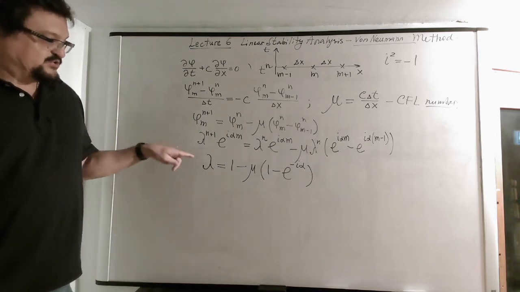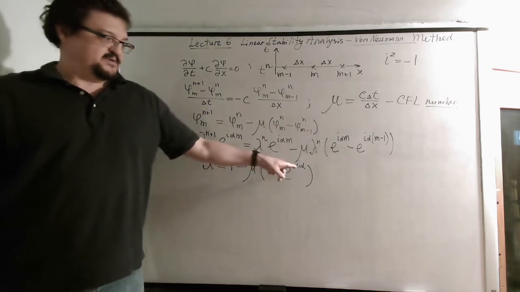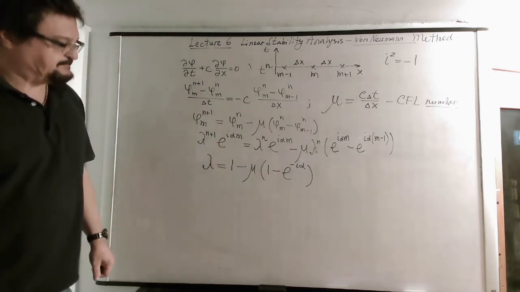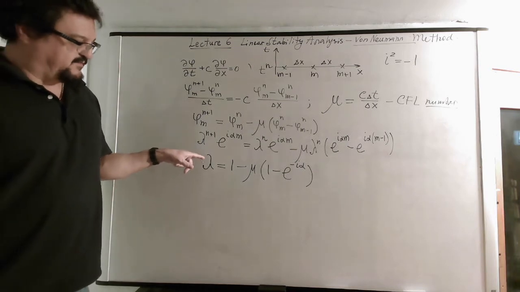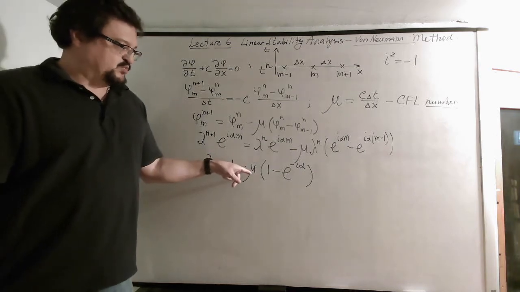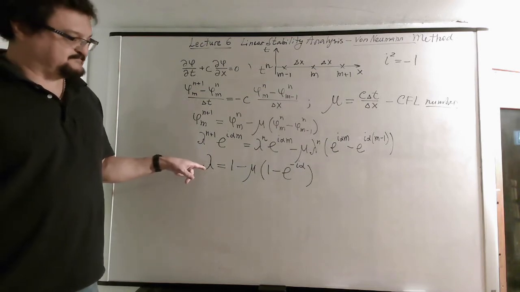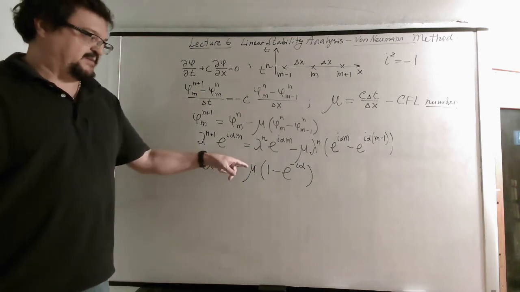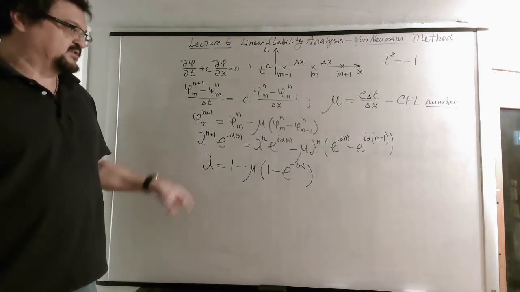So now we need to demonstrate. If you see, the lambda is a complex number because of this complex exponent here. We need to find out for which mu this lambda is smaller than 1, because for some arbitrary mu it may not be the case. So we need to find out.